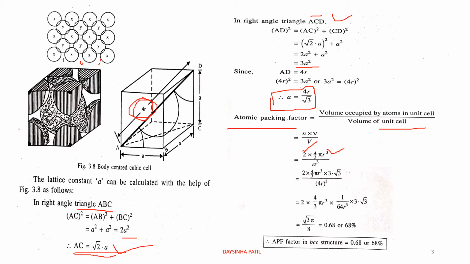By substituting all these values, we can simplify and get the answer equal to root 3 into pi by 8, and after calculating, it is equal to 0.68, which in percentage is 68%. Therefore, the atomic packing factor in body centered cubic packing is 68%, or we can say that BCC has an APF equal to 0.68.